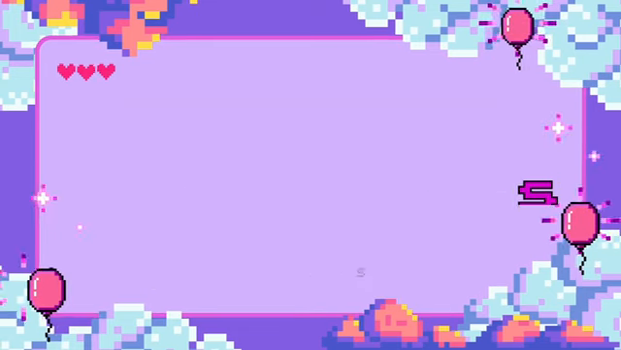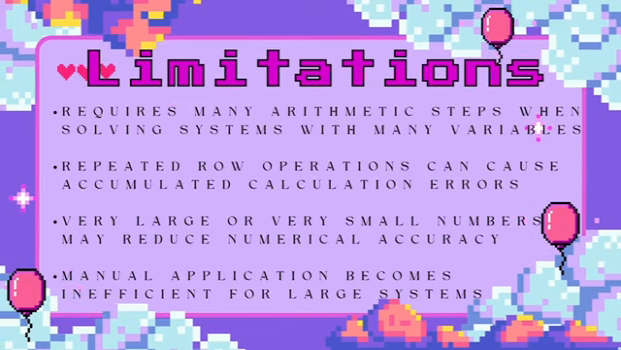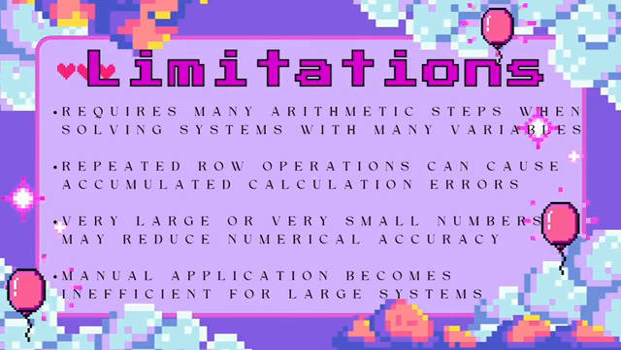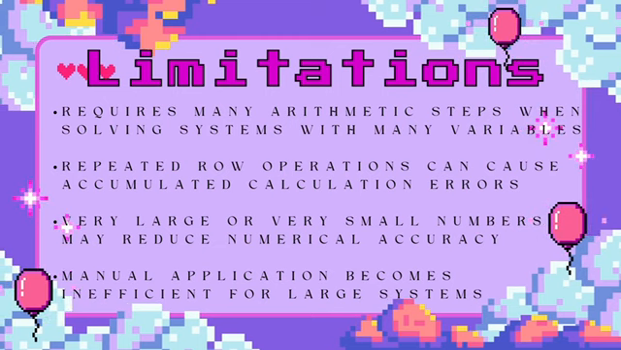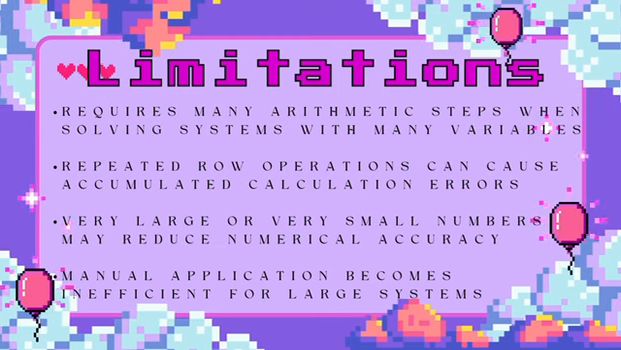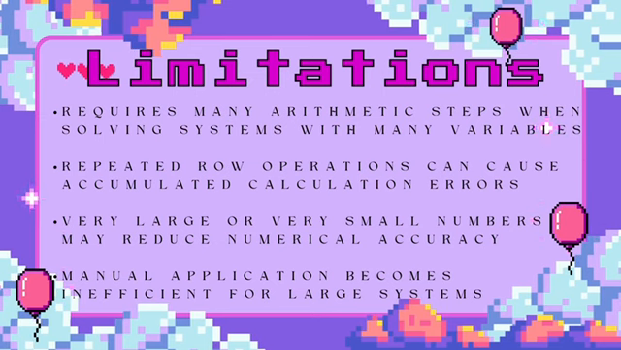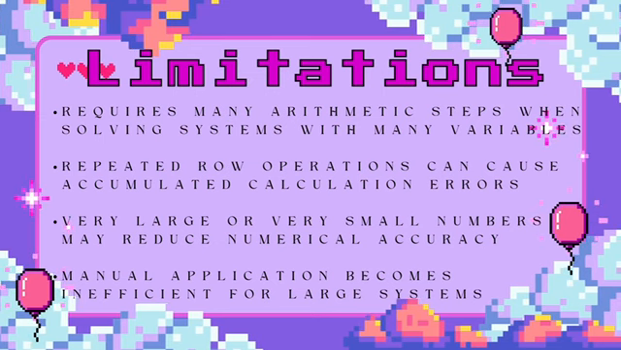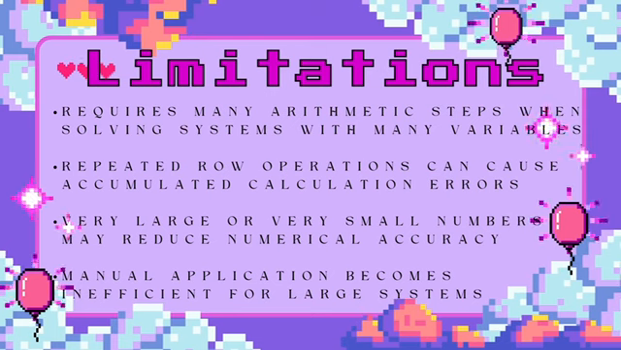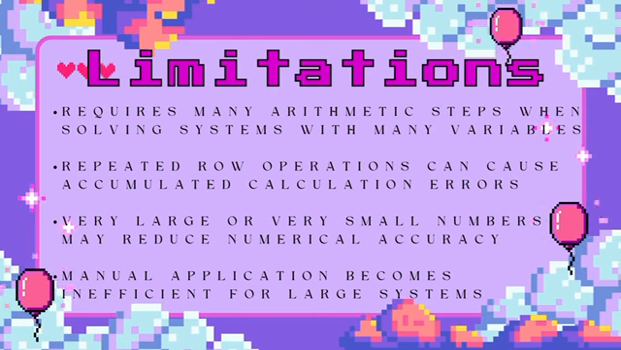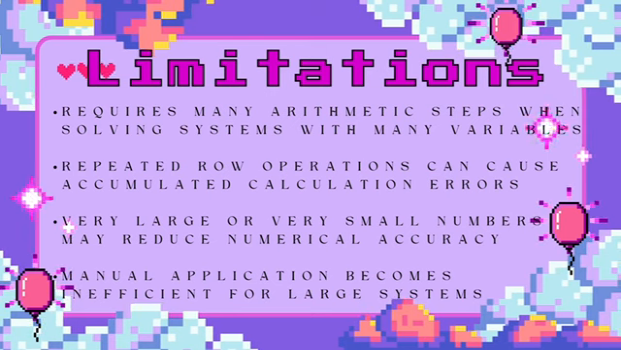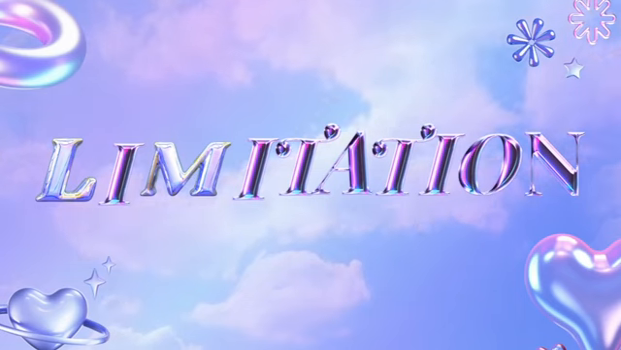Now, we will learn what the limitations of ERO are. First, it requires many arithmetic steps when solving systems with many variables. Repeated row operations can cause accumulated calculation errors as well. Whether the numbers are large or small, it will reduce the numerical accuracy. Also, manual application becomes quite inefficient for large systems.